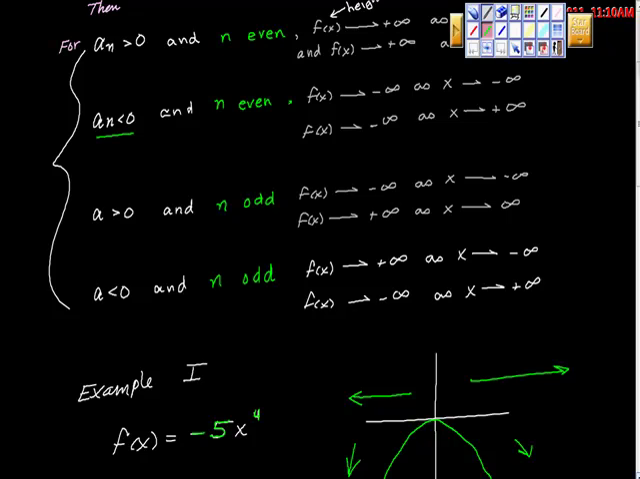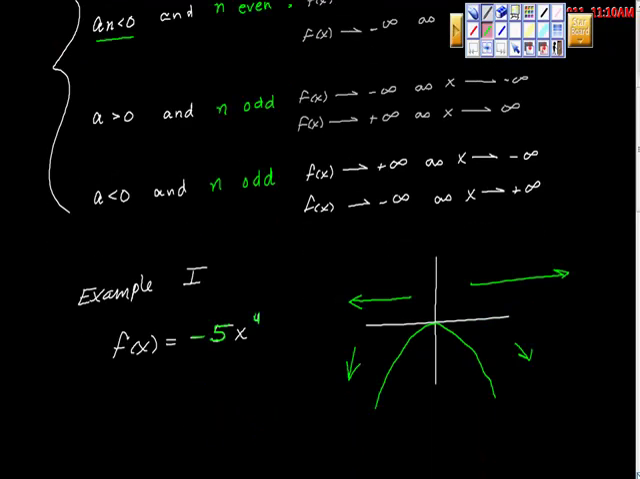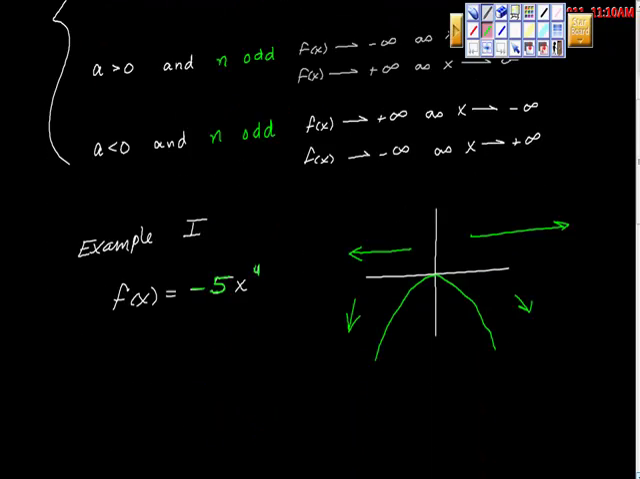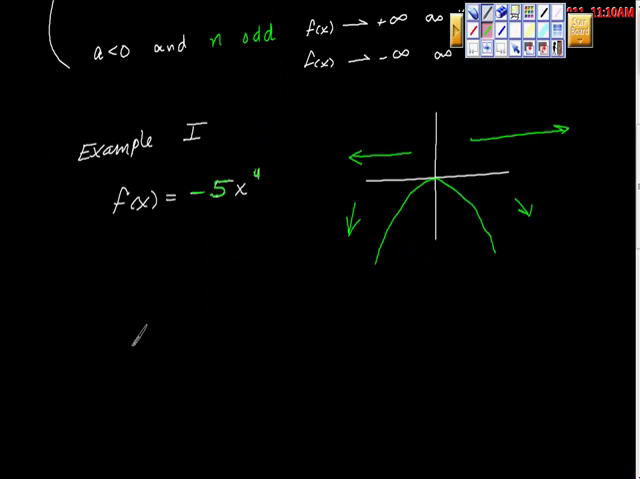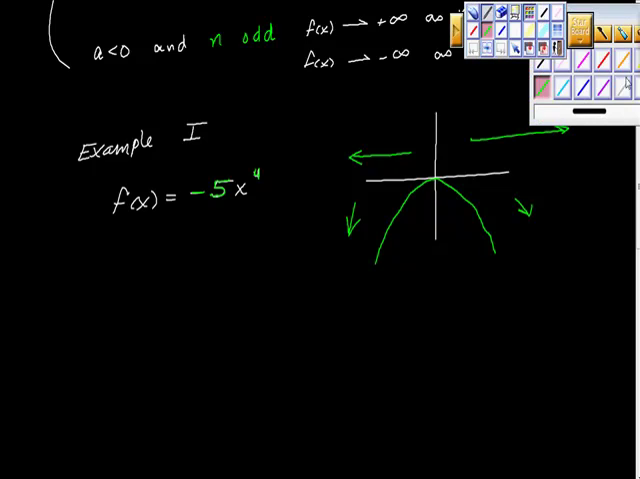All right, let's look at another example. This is very, very predictable. If you memorize these rules and look at some examples, this gets really, really easy. So let's look at another one. So example 2, if you don't mind. Example 2.